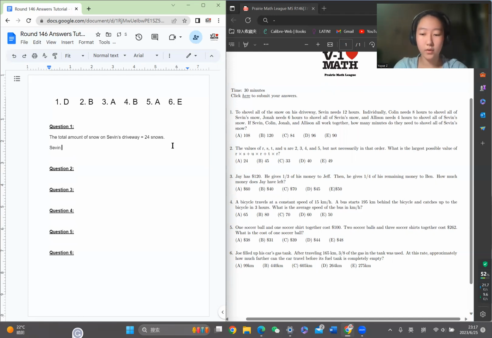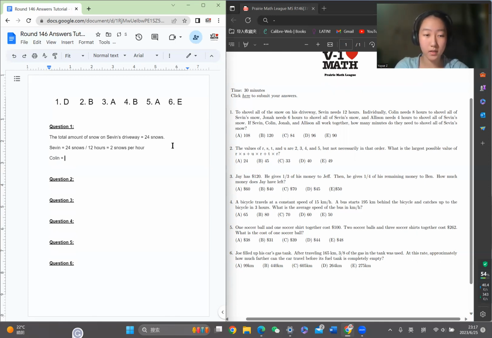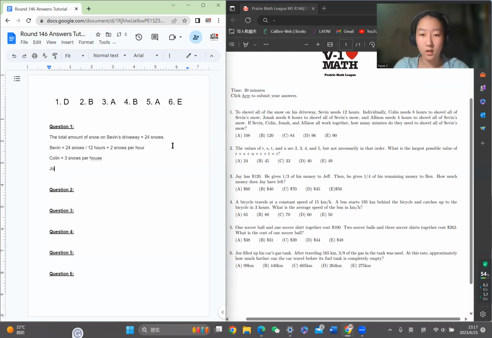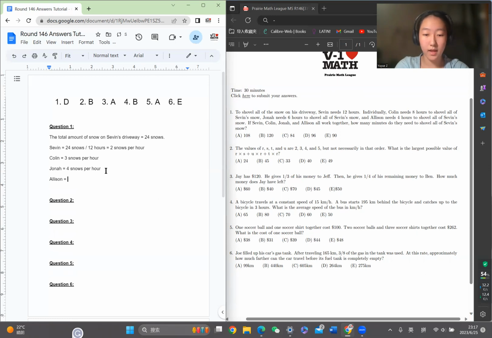So if we know this, then Seven shovels snow at a rate of 24 snows divided by 12 hours, which is 2 snows per hour. Using the same logic, we can get the pace that the others shovel snow at. Colin shovels snow at 3 snows per hour. Jonah shovels at 4 snows per hour. Typo, sorry. And Allison shovels at 6 snows per hour.